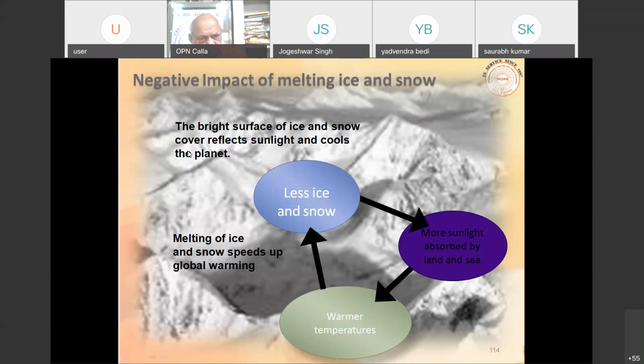The bright surface of the ice and snow cover reflects sunlight and cools the planet. But then melting of ice and snow speeds up global warming, and vice versa. So this is the factor, and that is what we have to find out. We have to constantly monitor the melting of ice and snow.